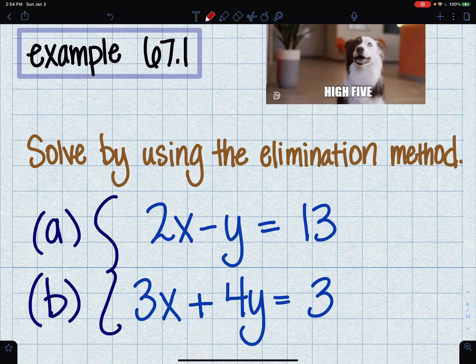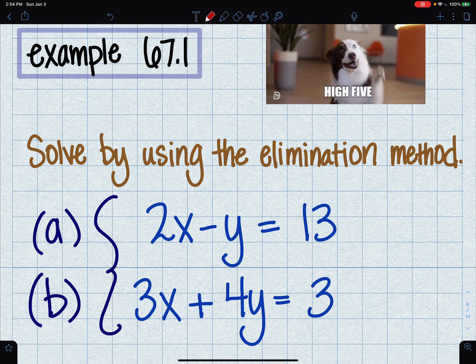High five. We got one done. This dog is giving you a high five. Look how cute he is. Addie would love that. I'm going to put that in one of hers, I think, because it's so cute.